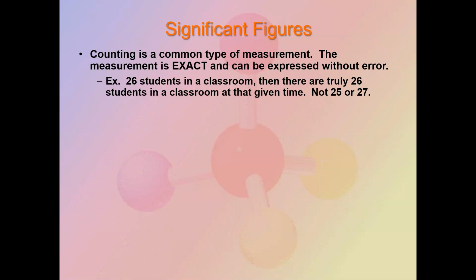So counting is a common type of measurement. The measurement is exact and therefore can be expressed without error. For example, if there are 26 students in the classroom, there are truly 26 students in a classroom at that given time. They're not secretly 25 or 27. Counting is an exact measurement.